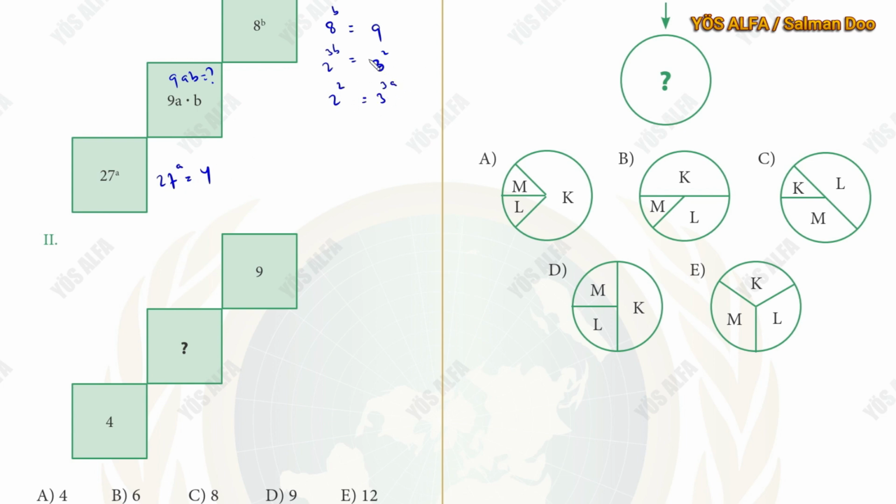Since the bases are equal, we can take the ratio of their powers. So 3b over 2 is equal to 2 over 3a. Let's cross multiply them. 9ab is equal to 4. Since we're asked to find 9ab, the answer is A.